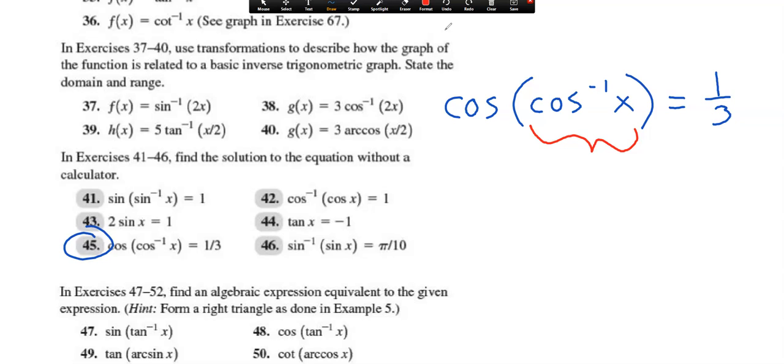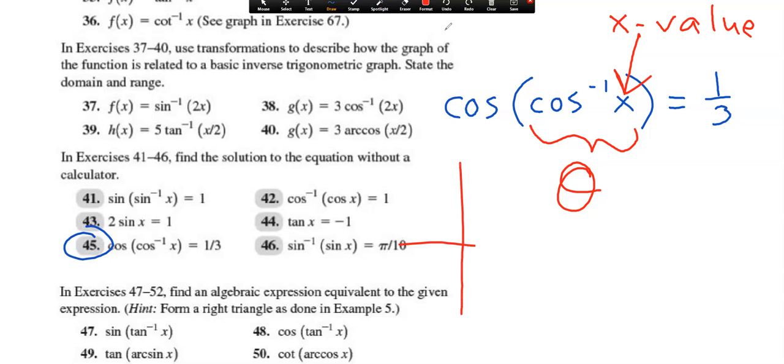cosine inverse always spits out what? It always spits out an angle measurement. Okay, so what's going into a cosine inverse function is an x value, and what's coming out is an angle measurement. Now, where is that angle measurement? Curious if you know. Can you give me any part of the circle that angle measurement would be? Quadrant 1 or 2, right?